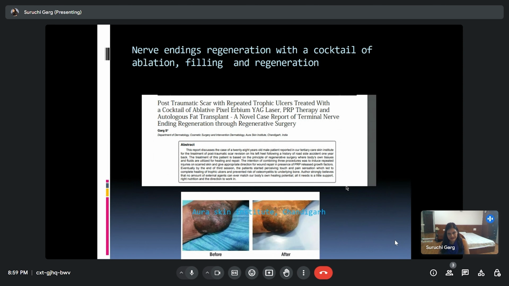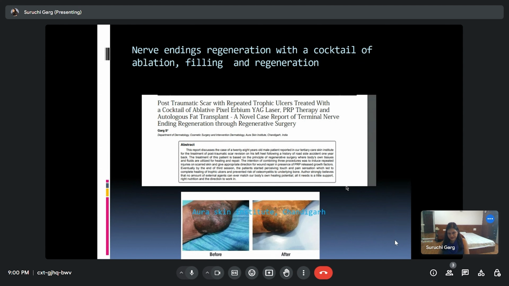This is another interesting case report of nerve endings regeneration with a cocktail of ablation, filling, and regeneration. Here, this patient had a post-accident crushed heel injury. He was given a pedicle graft from the thigh on this heel by a plastic surgeon. He came to me with repeated trophic ulcers, and he did not like the sight of the graft, the pigmented skin, so he wanted it to be revised. We started with the erbium YAG laser and microneedling radiofrequency, and we did an autologous fat transplant after 3 sessions to give some cushioning to his heel, and we were doing PRP therapy along with it.